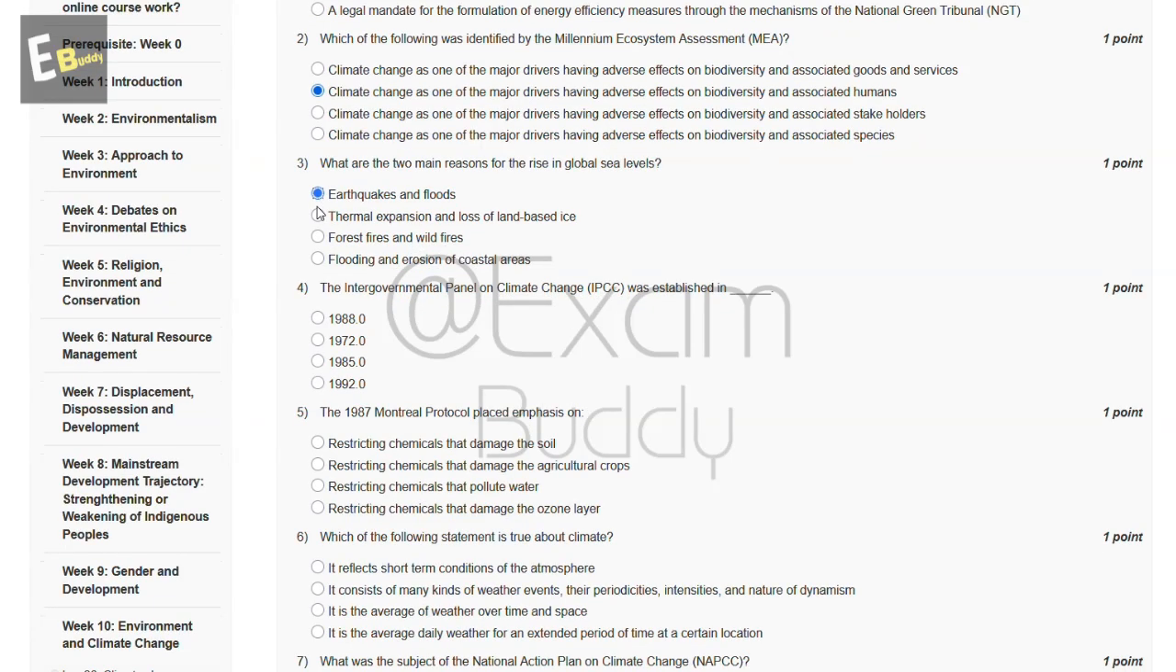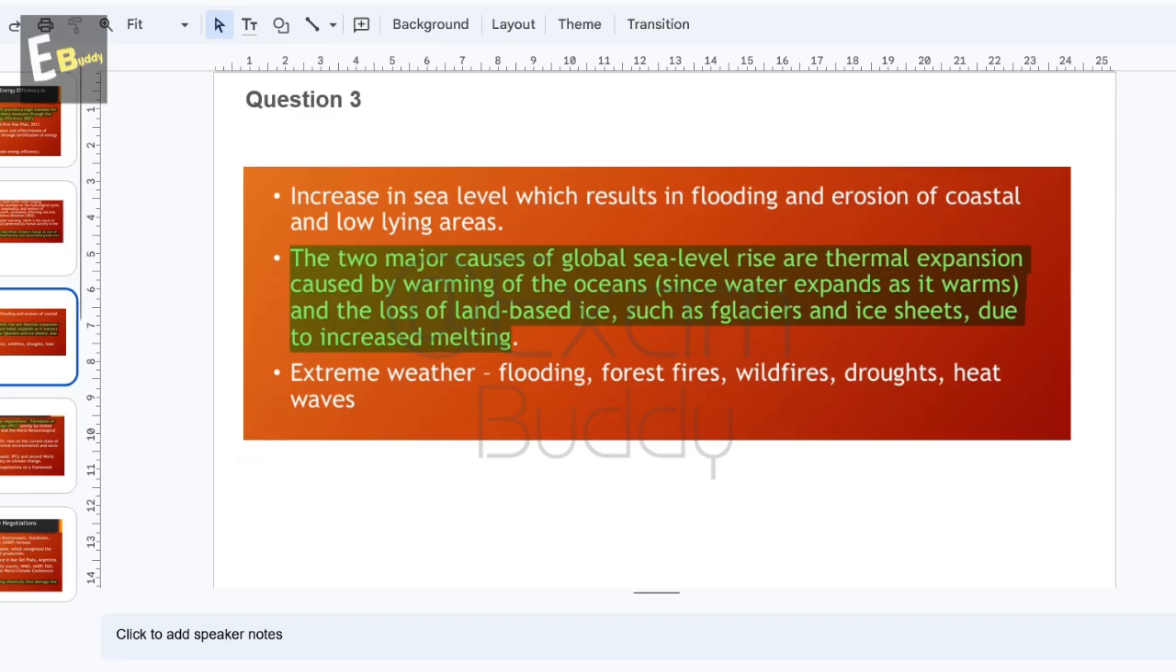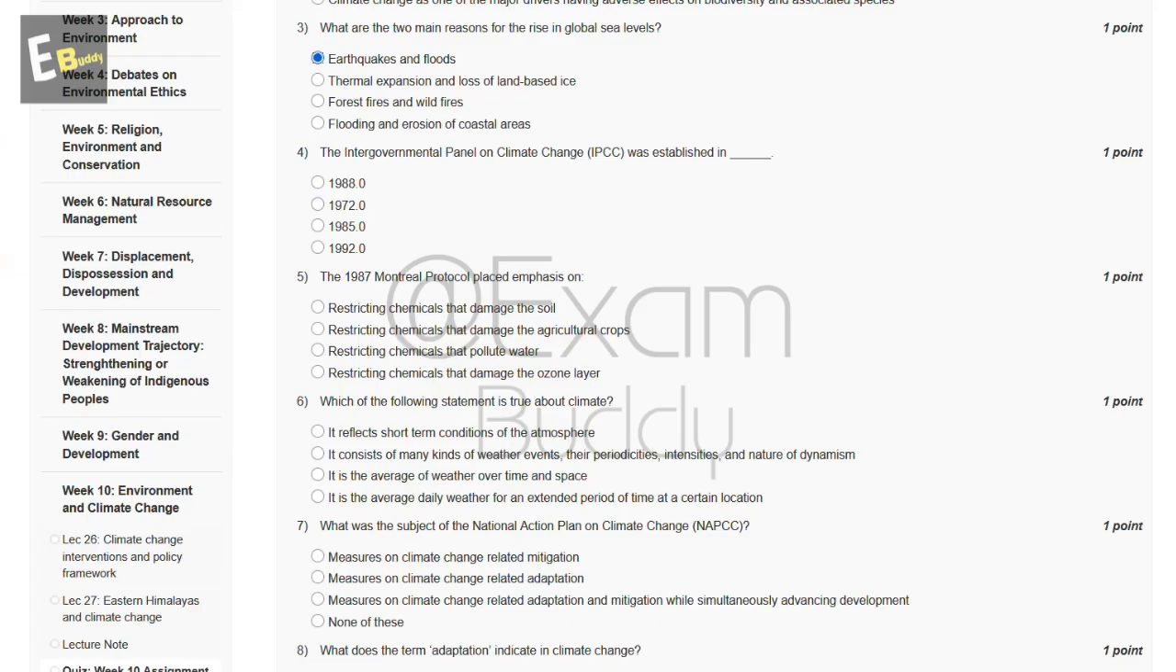Now, the fourth question is the Intergovernmental Panel on Climate Change IPCC was established in dash. So these are the options: 1988, 1972, 1985, 1992. So now let's check the answer of our fourth question. So question fourth, 1988, a historical year for climate change negotiations, formation of Intergovernmental Panel on Climate Change. So the answer of our fourth question is A, 1988.